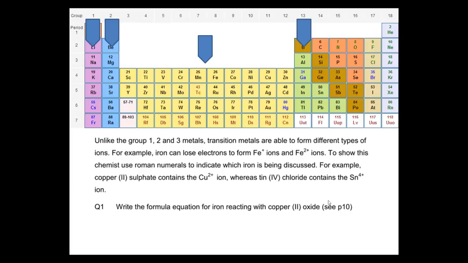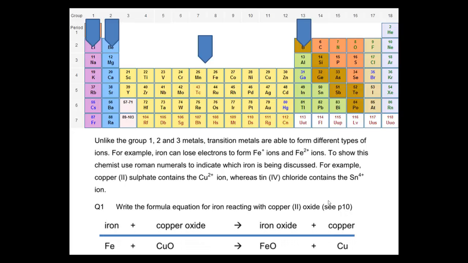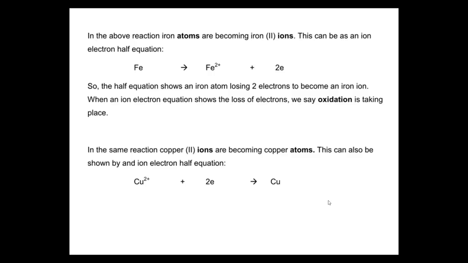To remember what we've done before, you should be able to write the formula equation for iron reacting with copper(II) oxide. Iron plus copper oxide goes to iron oxide plus copper. In the above reaction, iron atoms are becoming iron 2+ ions. This can be shown as an ion electron half equation. Fe goes to Fe 2+ plus 2 electrons.